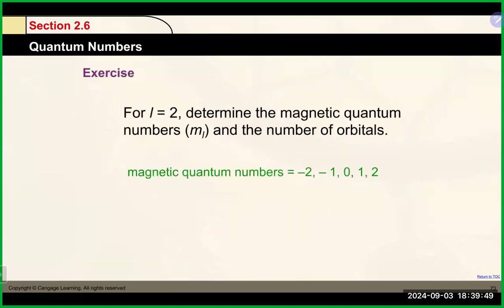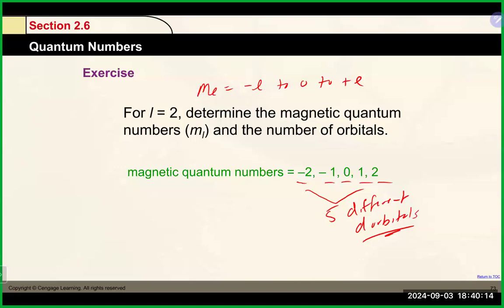Now for an L value of 2, the M sub L would go from minus L to 0 to positive L. That's minus 2, minus 1, 0, plus 1, plus 2. This represents basically the 5 different d orbitals in this particular subshell. And if you drew an orbital diagram box-wise, it would go in this order, if you had to give a number for each of those.